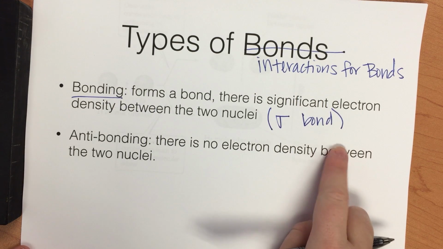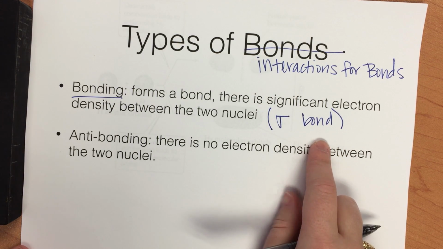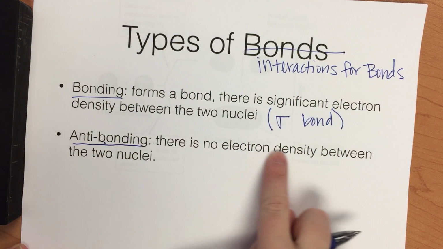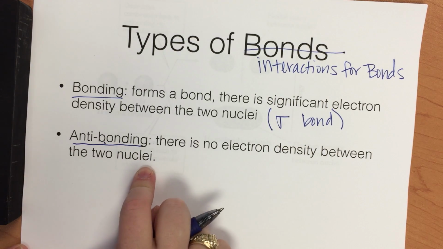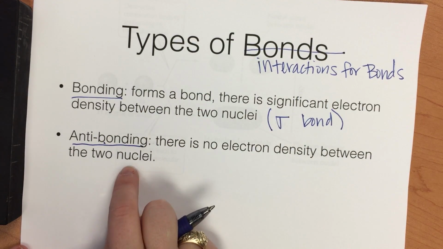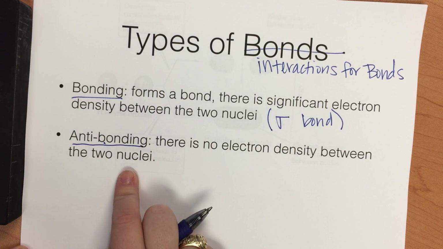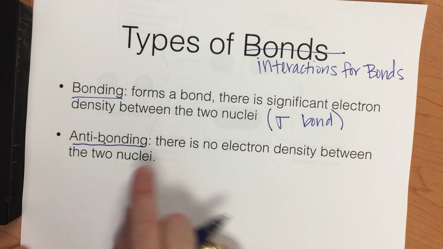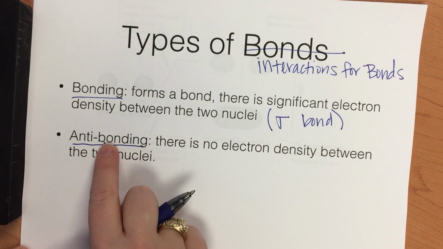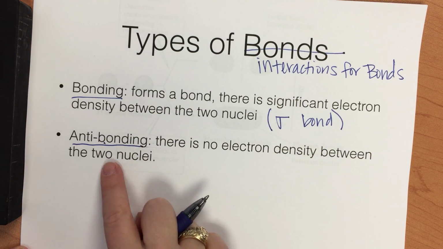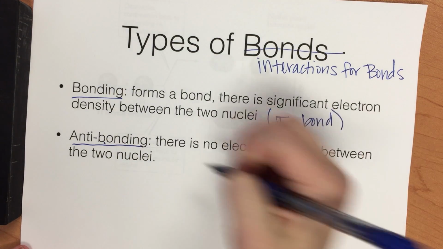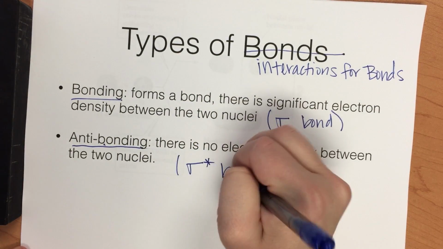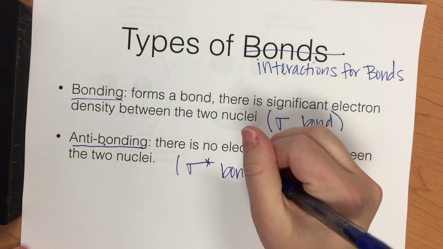However, if we think about waves, and we know that electrons behave as a wave, we have both positive and negative overlap. So we can also have what's called an anti-bonding. And this says there's no electron density between the two nuclei. Okay, the trick with this is to remember that that doesn't mean that it is a pi bond, right? The pi bond has electron density above and below. In the anti-bonding case, we have electron density that is not between the two nuclei. So if we're thinking about a sigma bond, this is going to be called the sigma star bond. Except it's not really a bond because it's anti-bonding, okay?